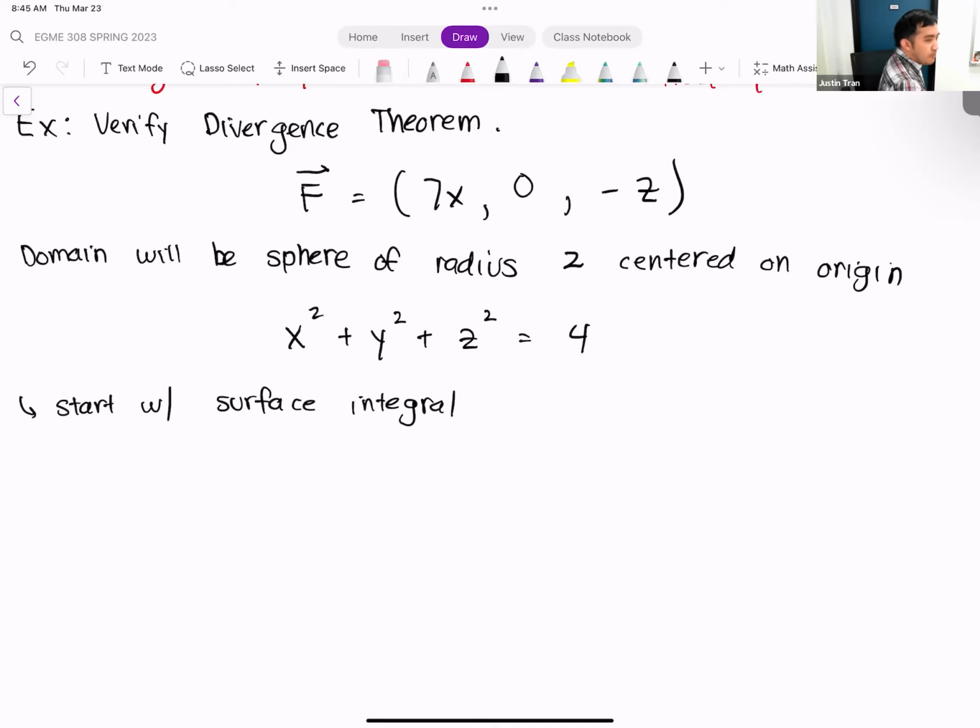A side objective of this example is to show you just how annoying it is to compute surface integrals. If you remember from Tuesday, when we compute surface integrals, we need to compute the surface normal and we need to parameterize the surface.